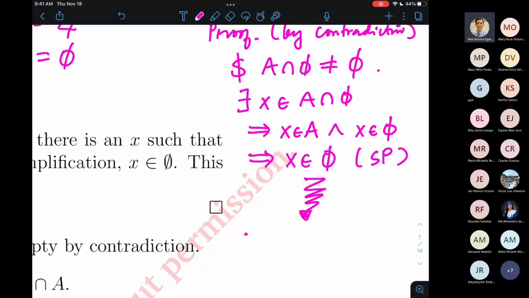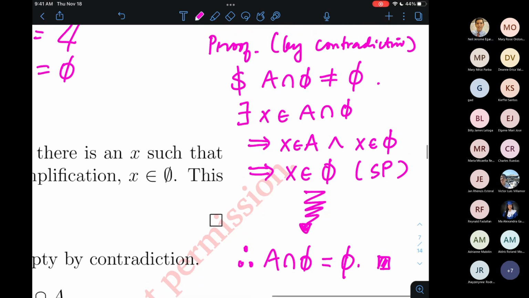So therefore, we must accept that our supposition here is wrong. So that means A intersection the empty set is necessarily empty. Okay? So, and then this is a usual proof on how to show that something is empty. Assume that it is not empty, then find a contradiction. Okay?